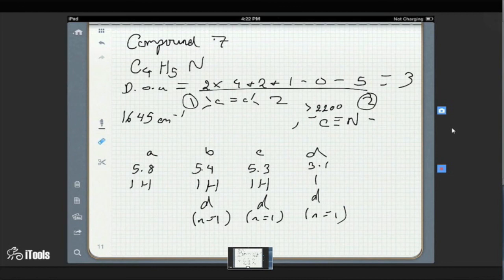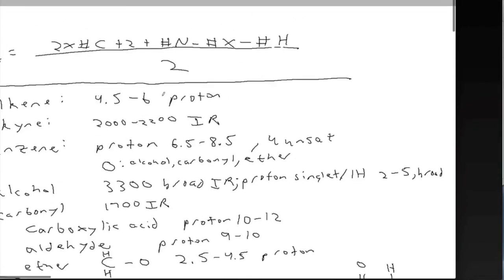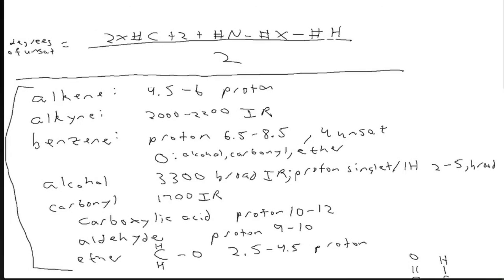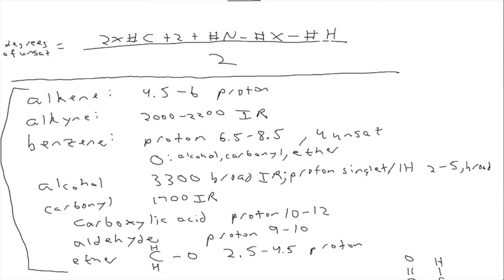But let's look at this. Remember when we started, I made a little table of some distinctive absorptions. Did I make a note there about alkenes? What's the best way to decide if you have an alkene? 4.5 to 6 on the NMR, and yeah, we have 5.8, 5.4, and 5.3. So we have an alkene, and we have a nitrile group.